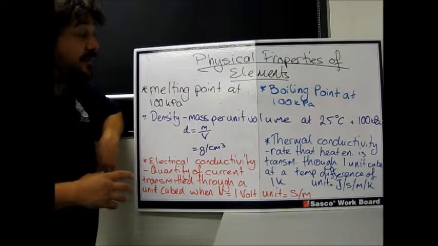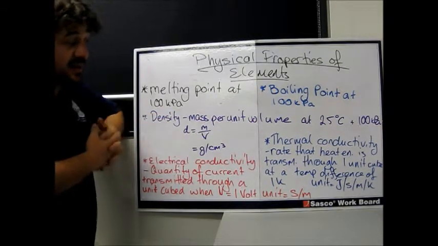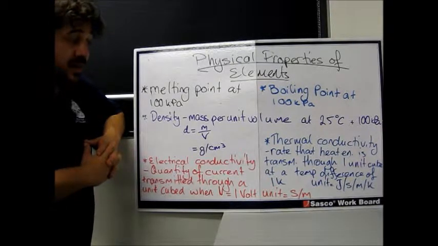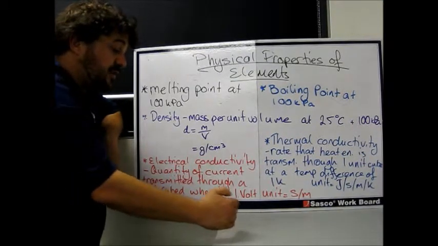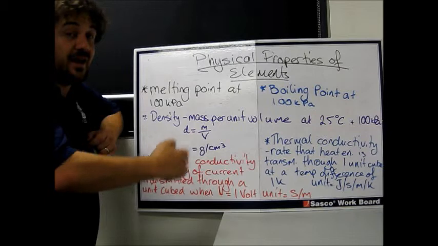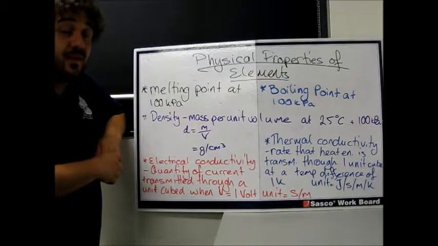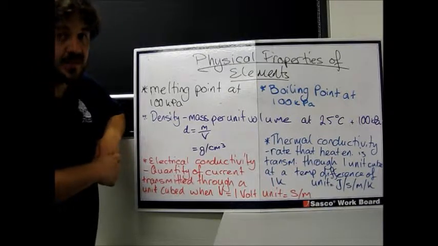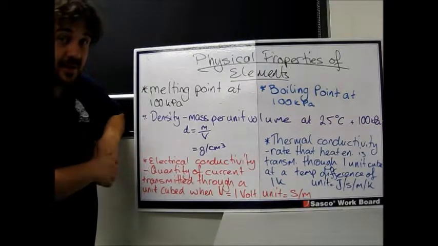Now, thermal conductivity is the rate that heat energy is transmitted through 1 unit cube, again, at a temperature difference of 1 Kelvin or 1 degree Celsius, the same. So if you've got a difference of temperature, so one side of the cube is 1 degree hotter than the other, it's the amount of time it takes for that temperature difference to move from there to there. And the unit there is joules per second per meter per Kelvin. It's not degrees Kelvin, it's just Kelvin.